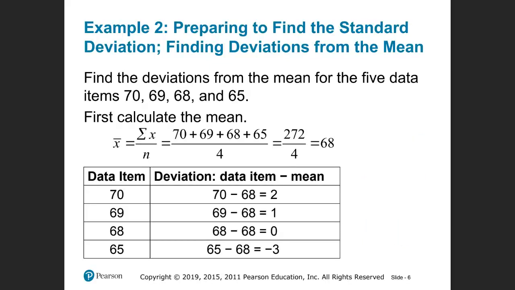Example 2. Preparing to find the standard deviation, finding deviations from the mean. Find the deviations from the mean for the data items 70, 69, 68, and 65, referring back to the previous example. First, we calculate the mean, which is the sum of the numbers divided by the number of numbers. So it would be 70 plus 69 plus 68 plus 65 divided by 4, which is 68.